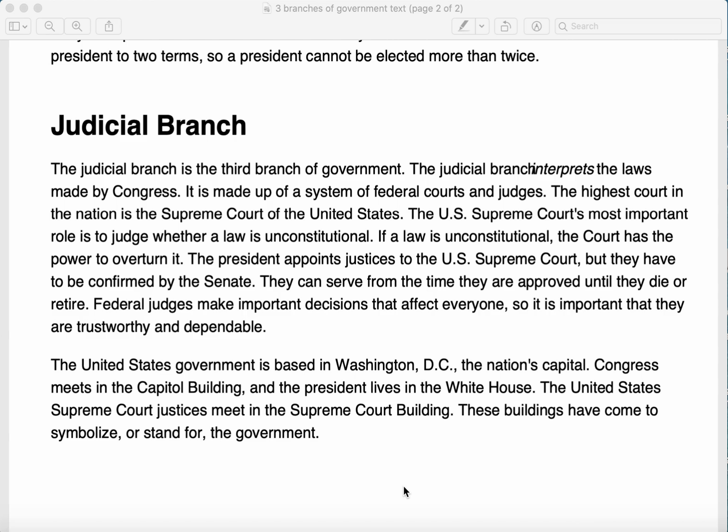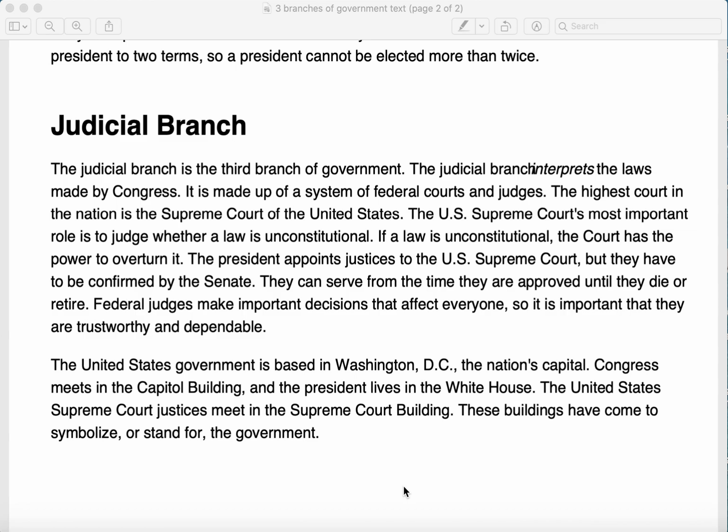The president appoints justices to the U.S. Supreme Court, but they have to be confirmed by the Senate. They can serve from the time they are approved until they die or retire, thus making a Supreme Court justice a lifetime appointment. Federal judges make important decisions that affect everyone, so it is important that they are trustworthy and dependable.